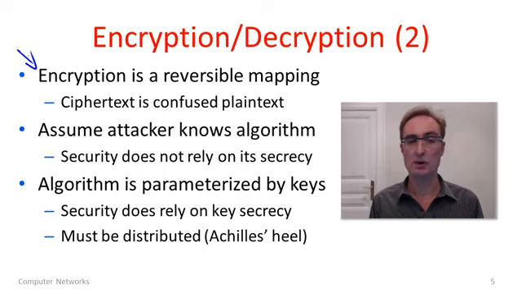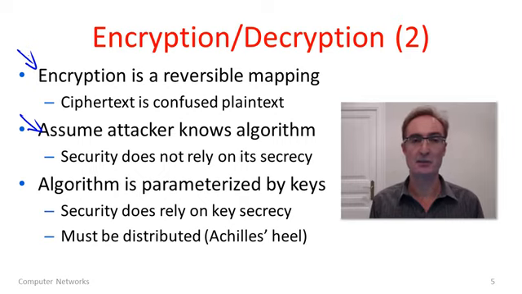But there's a one-to-one mapping between them that can be reversed. So we can map any plain text into its corresponding ciphertext and any ciphertext into its corresponding plain text. We also assume here, and this is a typical assumption, that the attacker knows the algorithm.